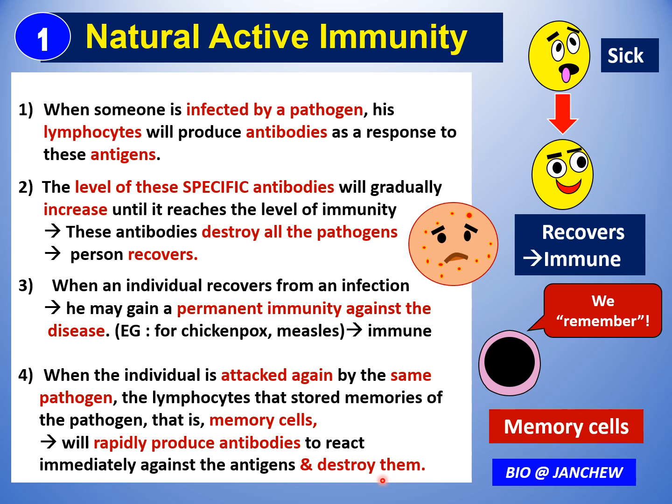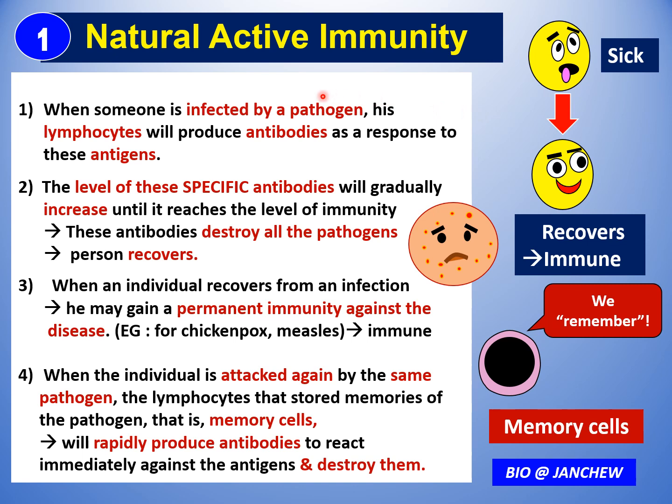So they will rapidly produce the specific antibodies to react immediately against the antigens and to destroy them. The antibodies will destroy the antigens before the person falls sick. So the person will not fall sick from chickenpox again, and he's considered to be immune. All right. So anytime the chickenpox virus tries to infect that same person, his memory cells are already ready to rapidly produce antibodies to destroy the chickenpox virus.